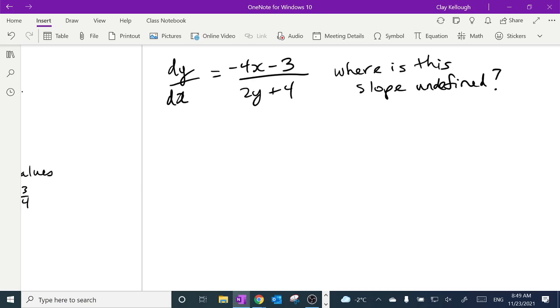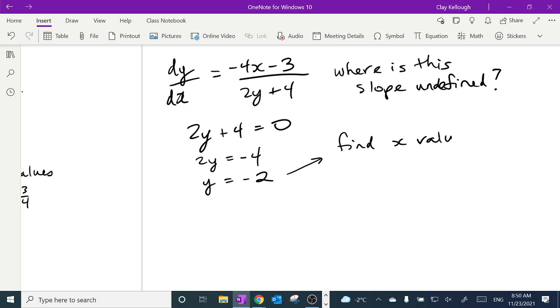And this slope's undefined when? When is a number undefined? When you divide by 0. So set this to 0, which means that 2y is equal to negative 4 and y is equal to negative 2. And now it's the same trick. Unfortunately, domain is the x values, so I have to do the same thing I just did. So I have to now find the x values when y is equal to negative 2.